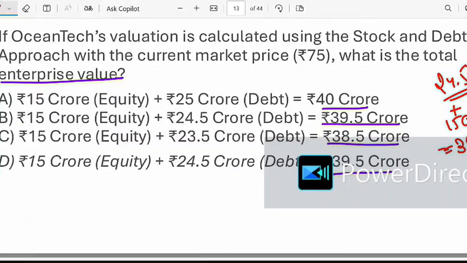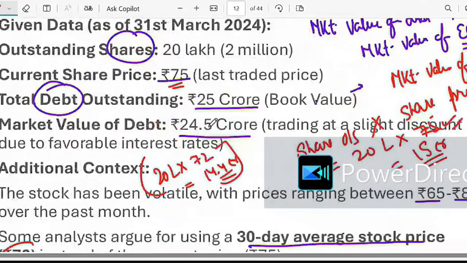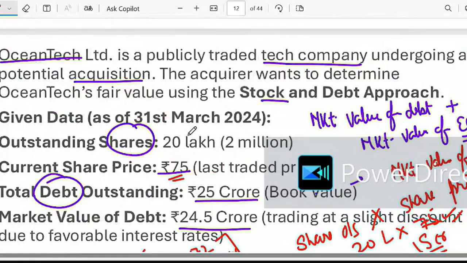Is it clear or not? Please let me know. क्या ये concept clear है? How to find the enterprise value? आपको enterprise value निकालना है तो आप देखिए ये जो particular company है, what capital structure does it have? What are the sources of capital it has? It has equity, it has debt. आप उसका market value निकालिए. Find the market value of debt. Find the market value of equity. Add both of them. This will give you the total enterprise value. And this is what we do under the stock and debt approach. This approach name you must know, stock and debt approach.